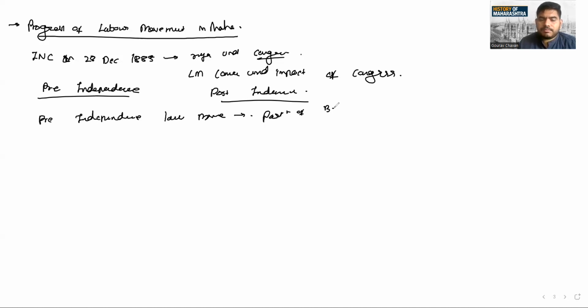There was a momentum to these labor movements with the declaration of the partition of Bengal. This was the first time laborers participated in the national movement. Workers, for the first time, participated in strikes.